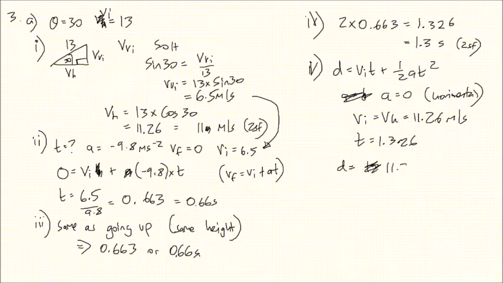The total range we can do using the horizontal velocity and the time. I seem to have skipped out part 3, the maximum height. That could have been done using d equals a half at squared, using the flight time from part 2, or it could have been done with vf squared equals vi squared plus 2ad. Sorry about that.